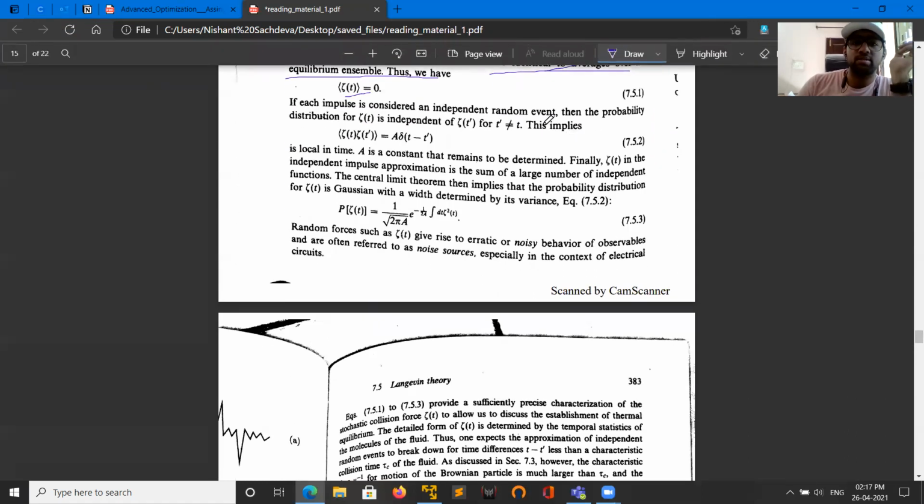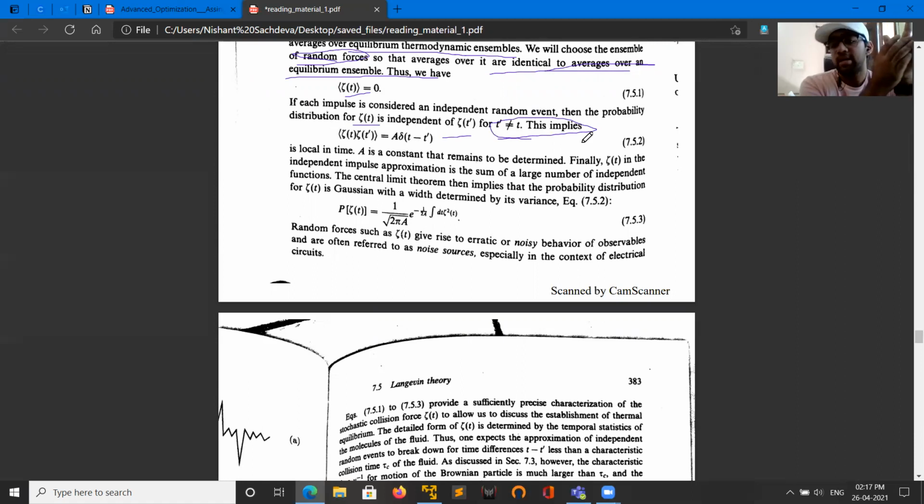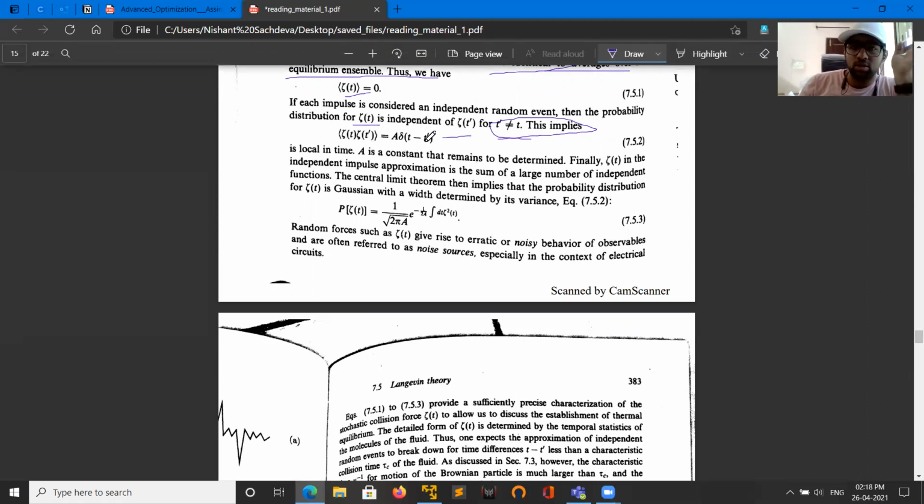If each impulse is considered an independent random event, which we're doing, the probability distribution of tau of t is independent of tau of t dash for t not equal to t dash. This implies the probability of it happening at one time is completely independent of the probability of it happening at any other time. This implies that the average of tau t times tau t dash equals A delta of t minus t dash, which is local in time. A is a constant that remains to be determined; we have not known it yet.